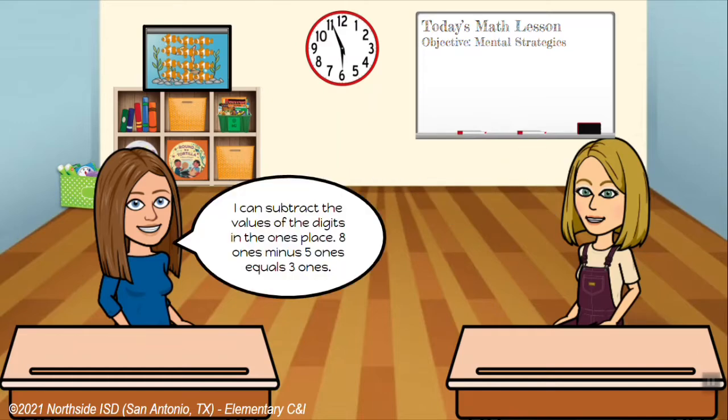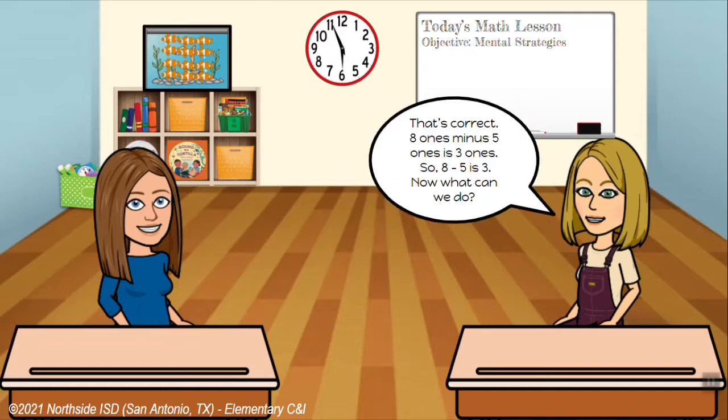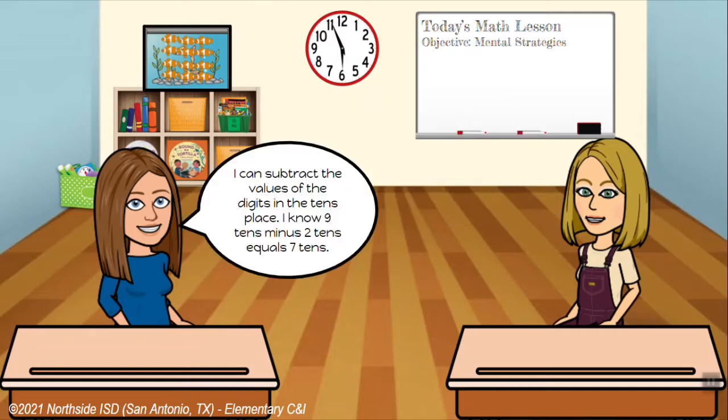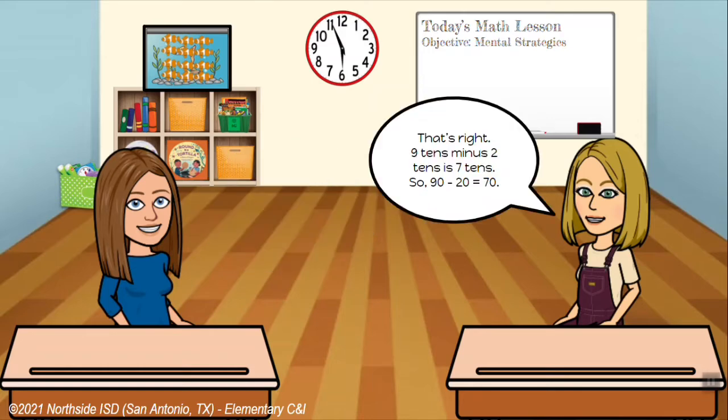I can subtract the values of the digits in the ones place. 8 ones minus 5 ones equals 3 ones. That's correct. So 8 minus 5 is 3. Now what can we do? I can subtract the values of the digits in the tens place. I know 9 tens minus 2 tens equals 7 tens. That's right. So 90 minus 20 equals 70.